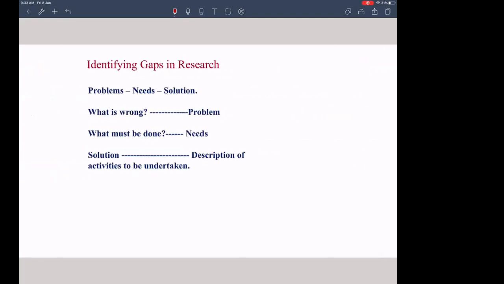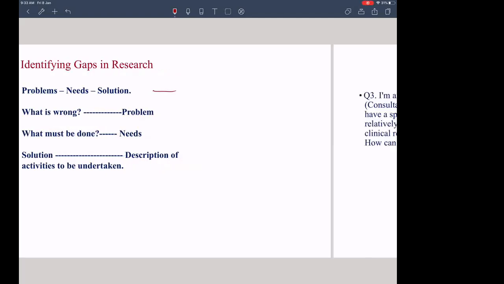Okay, so once you look into those things, you can identify gaps in research. As I already mentioned, for any topic you search, you will find them. For instance, any problem needs a solution. So what is wrong is the problem. What must be done is the need to solve that problem, right? And then the solution is the description of activities to be undertaken, which you will find out after your research.